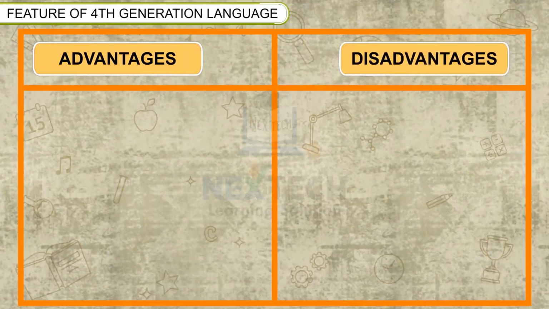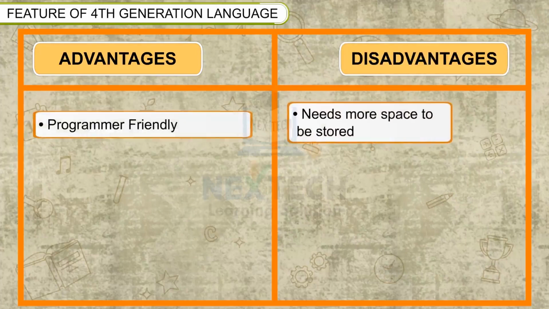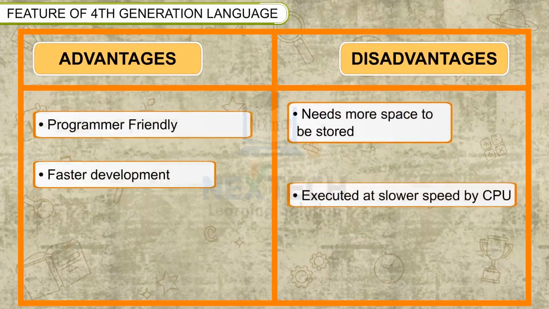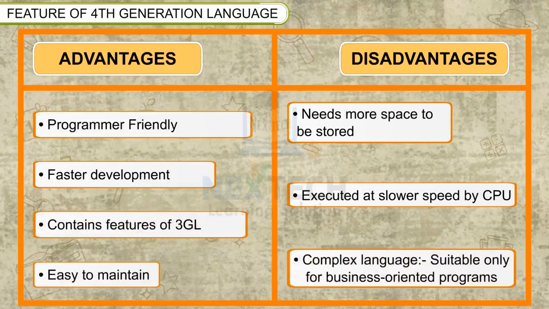Advantages. Disadvantages. Programmer friendly. Needs more space to be stored. Faster development. Executed at slower speed by CPU. Contains features of 3GL. Easy to maintain. Complex language. Suitable only for business-oriented programs.